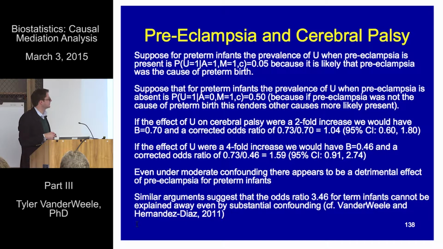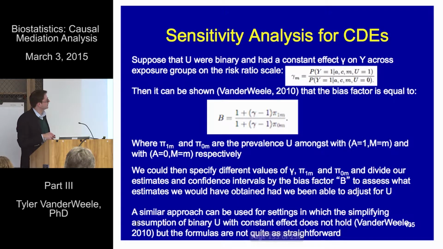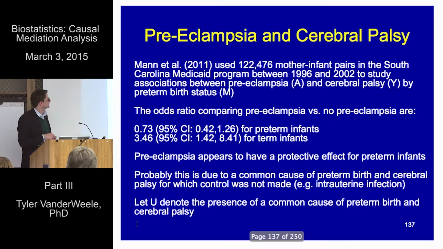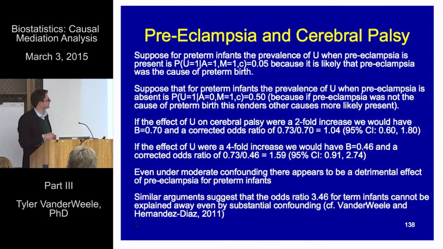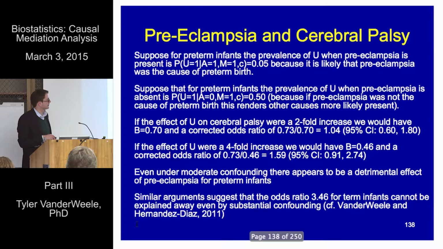Then if we specified the effect of U on cerebral palsy to be a twofold increase, and we plug those in our formula here, twofold, 5%, 50%, what we would get out is a bias factor of 0.7. We would divide our actual estimate and confidence interval by 0.7 to get a corrected estimate and confidence interval of 1.04, confidence interval 0.6 to 1.8.